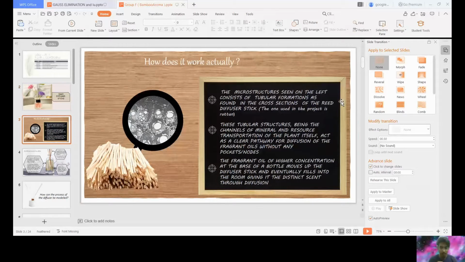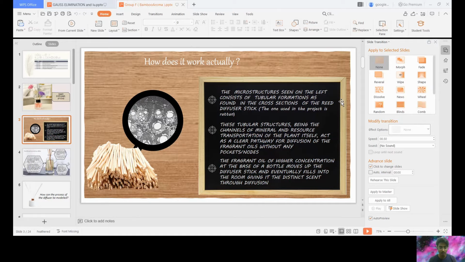These reed diffuser sticks are actually made from materials such as rattan, as you can see in the picture above. And these rattans have all these microstructures as can be seen in the magnifying glasses. These microstructures have a diameter of around 500 micrometers, and they can accommodate the fragrance molecules which have a diameter of around 158 micrometers. So it gives them a passage to move from the bottom of the fragrance bottle, up all the way into the room through the method of diffusion.